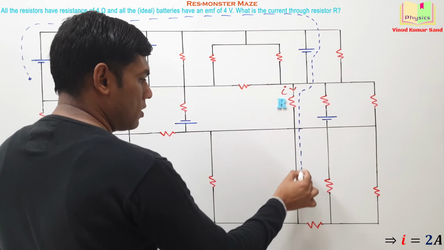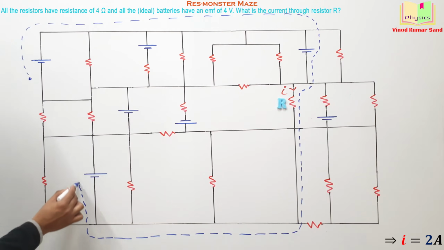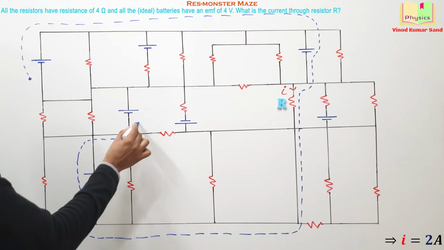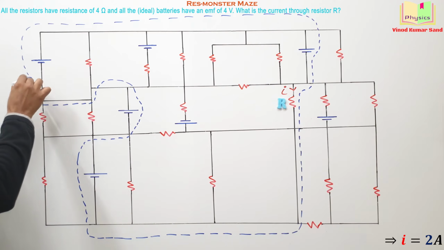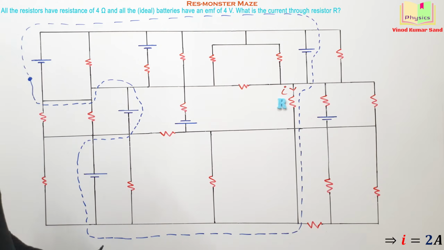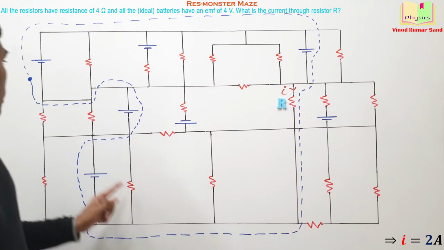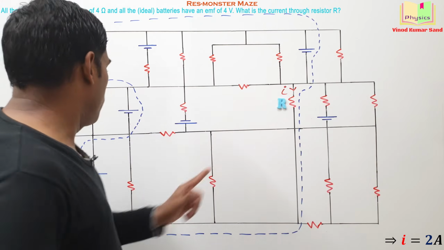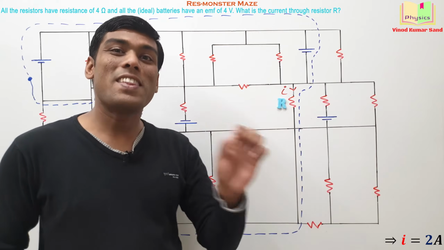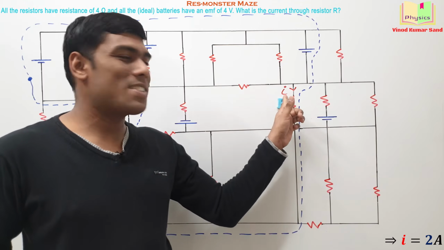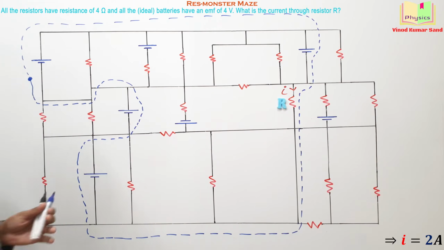Like this, we traverse here and then we go along this path like this and then reach back to the same point. See the advantage of choosing this as a loop for applying KVL. We know the EMF of all the ideal batteries. We know the value of resistor R, then the only unknown is this current I. So applying the KVL will be very easy.